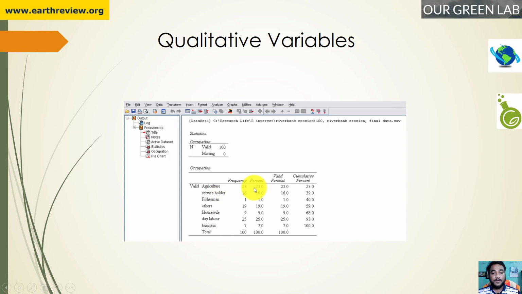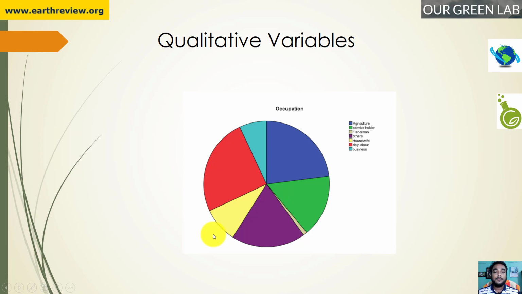For example, the percentage of agriculture is 23. For service holder, it's 16%, and so on. You will also get this kind of chart. Basically that is a pie chart. You can also get a histogram or other charts, for example a bar chart as well, by selecting those options for qualitative analysis.